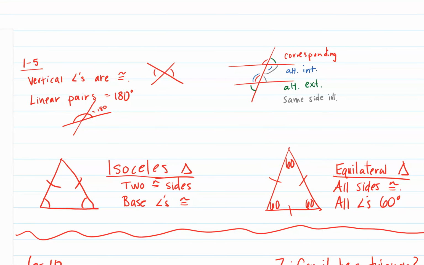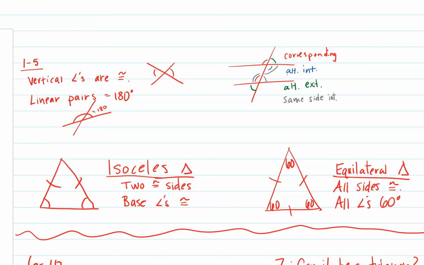So for problems 1 through 5, the ideas would be that vertical angles are congruent, linear pairs equal 180, and then you had all the angle relationships. Corresponding is in the same relative position. Alternate interior is inside the parallel lines, but on the alternate sides of the transversal. Alternate exterior is outside the parallel lines, alternating sides, and then same side. The only one of those that is equal to 180 is the same side interior.